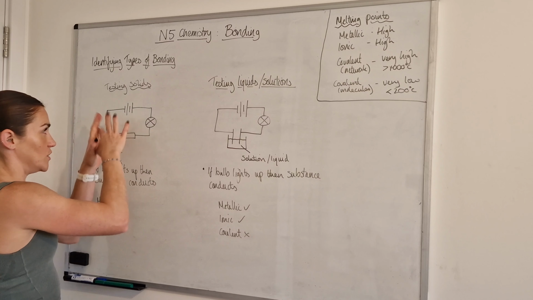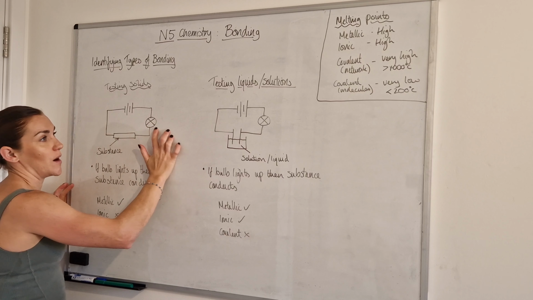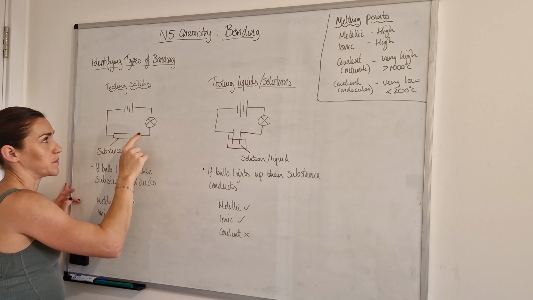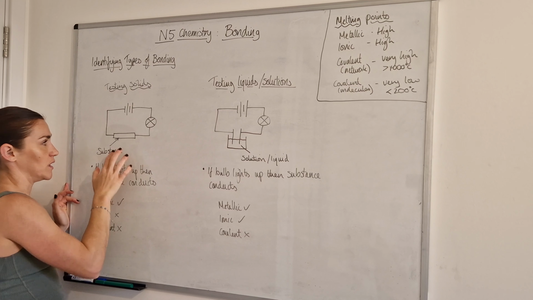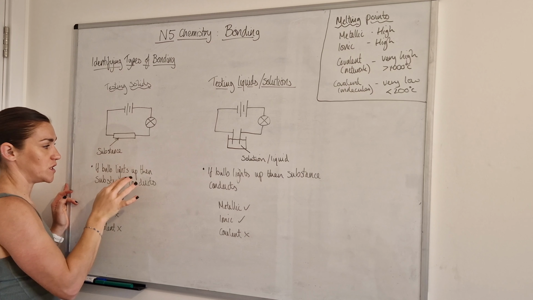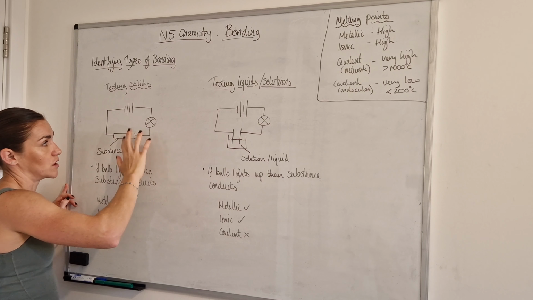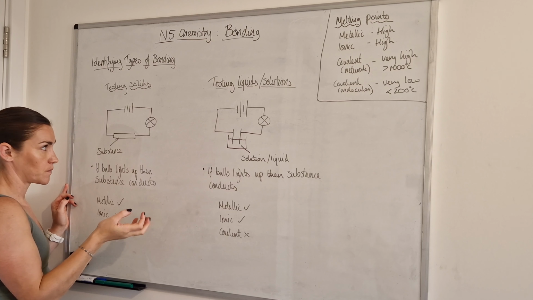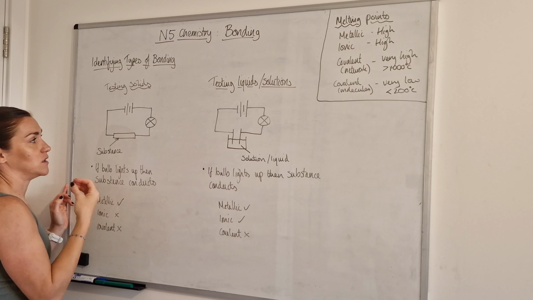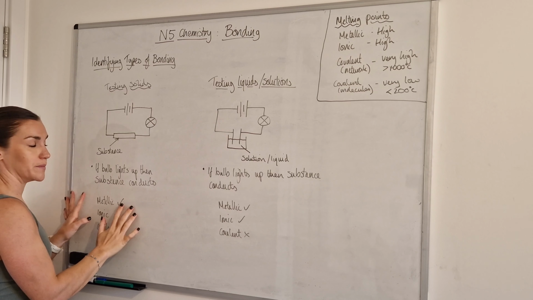Now you set up this little circuit, so you've got your battery, you've got a bulb, and then you've got your substance within that circuit. If your substance conducts electricity, your bulb will light up. So you're essentially connecting up the circuit and looking to see if the bulb lights up or not. The only type of bonding that can conduct as a solid is metallic.